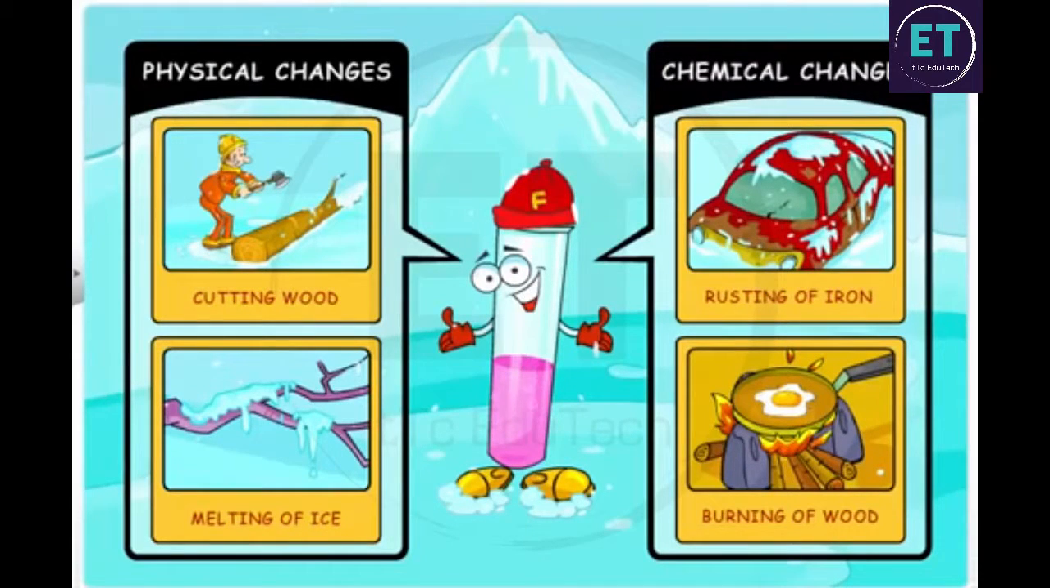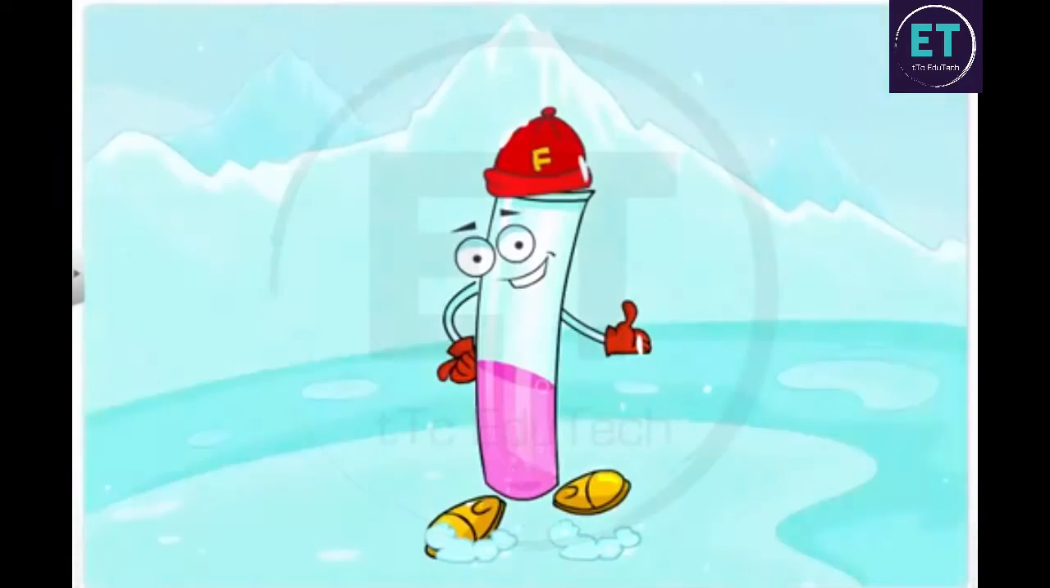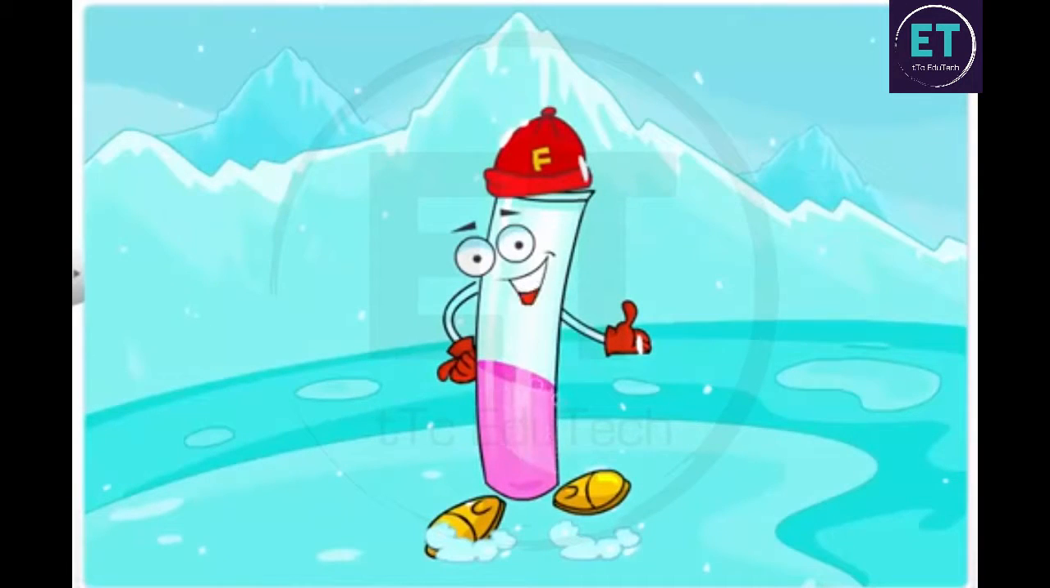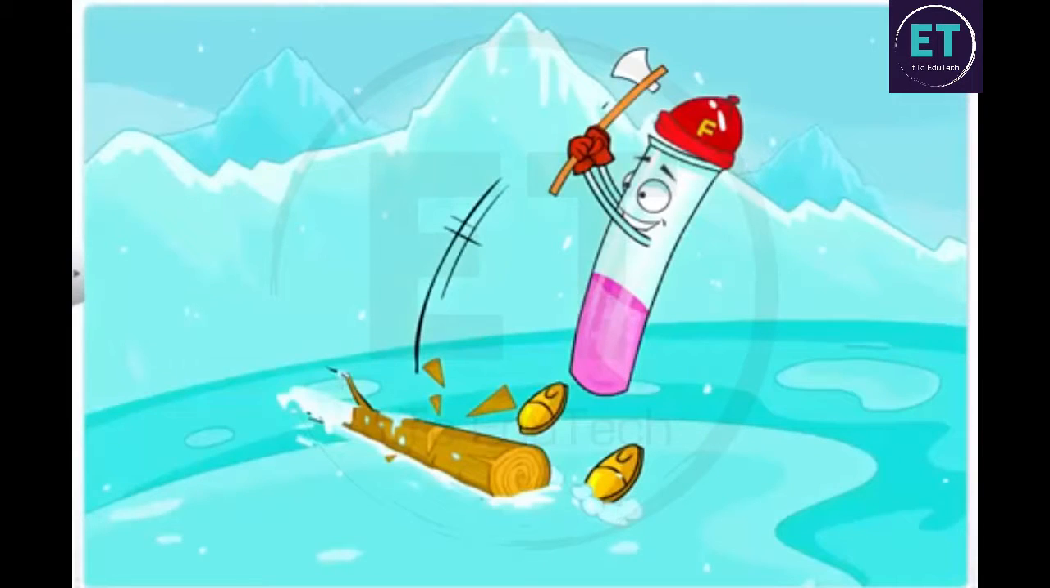Cutting wood and melting ice are examples of physical changes. On the other hand, the rusting of iron, burning of wood, and eggs cooked into an omelette are examples of chemical changes. Hey! I will show you something.